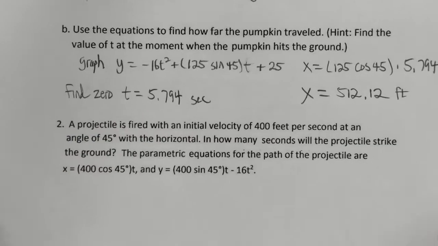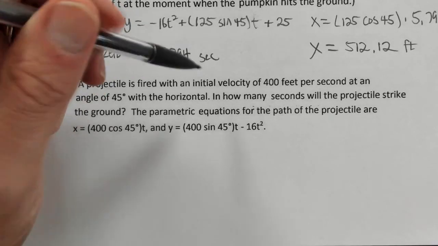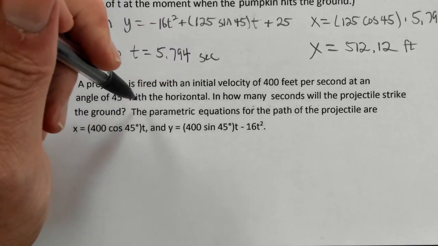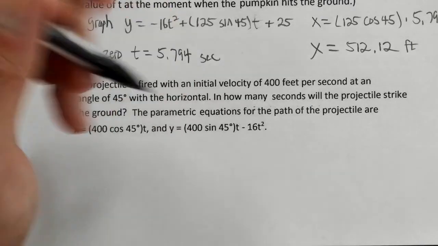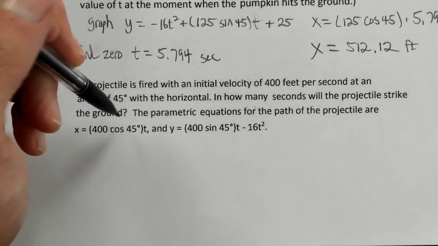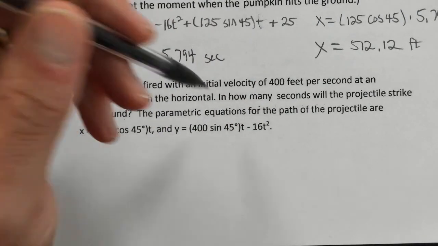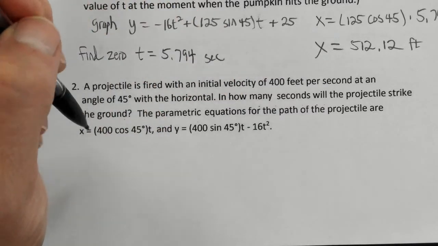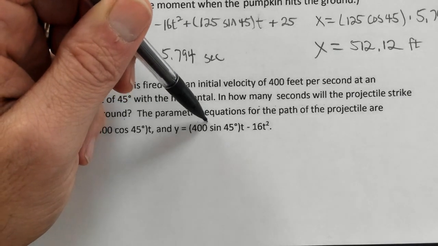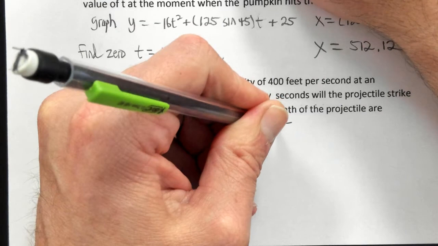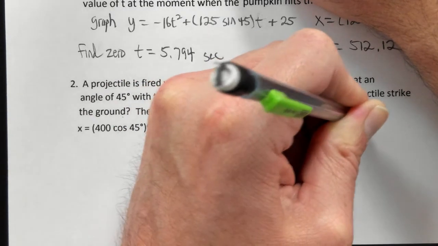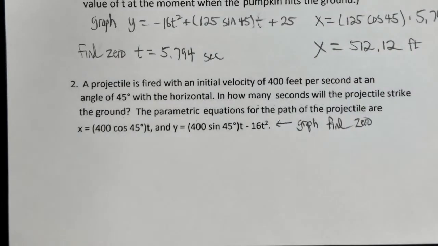All right, so there's one more problem that we need to look at. It says a projectile is fired with an initial velocity of 400 feet per second at an angle of 45 degrees with the horizontal. How many seconds will the projectile strike the ground? The parametric equations for the path of the projectile are here. So the equations are given to us this time. And the question is, in how many seconds will it strike the ground? After how many seconds? So what we need to do is we need to take this y equation, right? So I need to graph this and find the 0. And then that would answer the question.